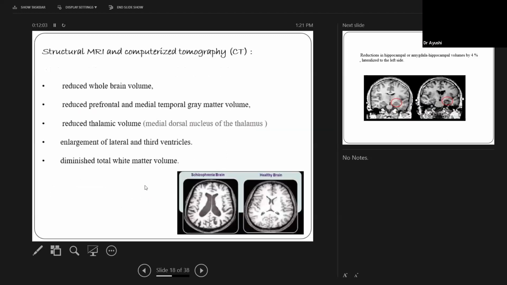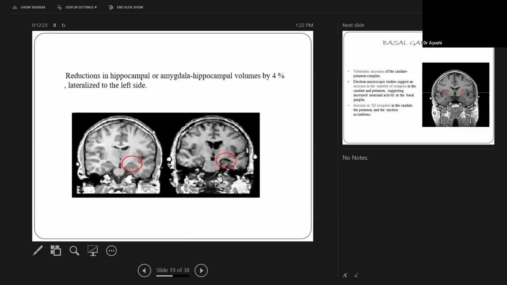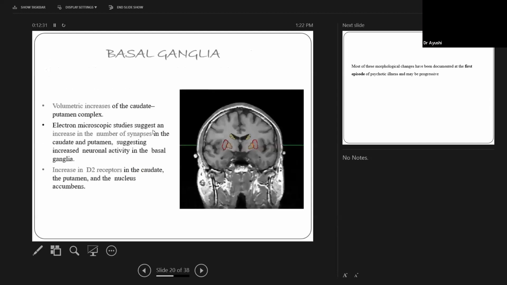In structural MRI and CT, we can see a reduced whole brain volume, reduced prefrontal and medial temporal gray matter volume. There is reduced thalamic volume, predominantly in the medial dorsal nucleus of thalamus. There is enlargement of lateral and the third ventricle and diminished total white matter volume. There is reduction in the amygdala-hippocampal volume by 4%, which is lateralized to the left side.